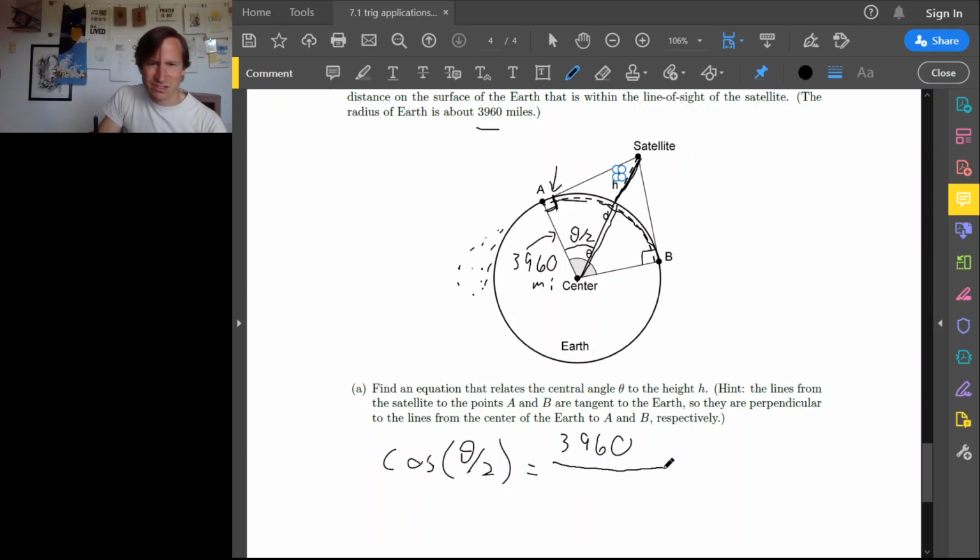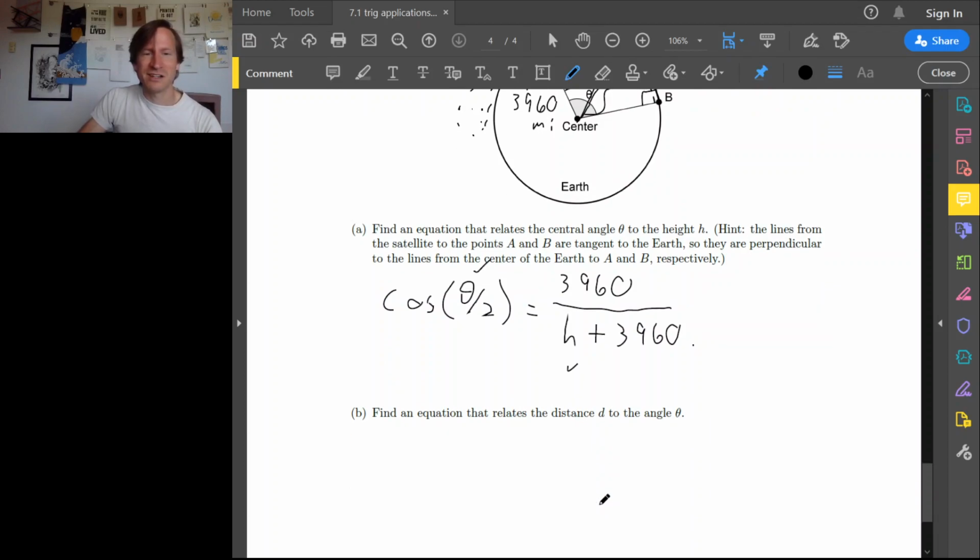I won't write the units just to save myself a little writing, but this is in miles, divided by the hypotenuse. And the hypotenuse is made up of the height, plus another radius of the Earth hiding right here. That's also the radius of the Earth, so that's 3,960. Okay. So just writing down the definition of cosine for this left-hand right triangle gives us this equation. And this equation does relate theta and h, so this is good enough, I guess. Now let's move on.